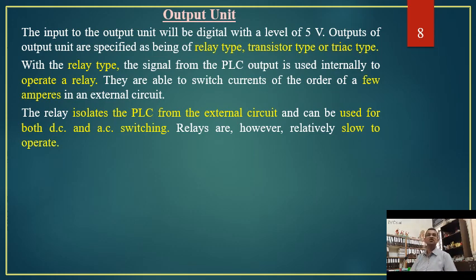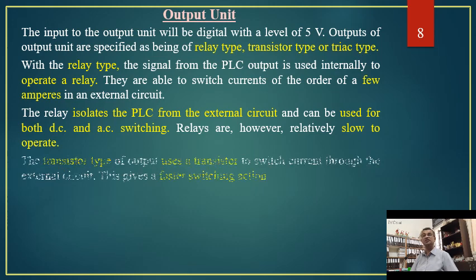Relays are, however, relatively slow to operate because they are electromechanical devices. Then they have all the problems associated with any other electromechanical devices. The transistor type of output uses a transistor to switch current through the external circuit. So in place of a relay, it is possible to have transistors, or it is also possible to have a triac also.